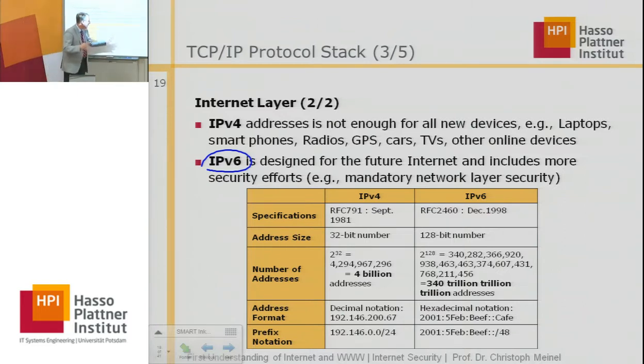Here, this number you cannot really express realistically. It's 340 trillion trillion trillion addresses. So each sand grain in the world can get its own IP address. There are different formats to describe these addresses. Here with dots, 4 groups of digits, each group with 3. Here we have a hexadecimal notation. I have no chance to go into more details, and also there are different types of notations.